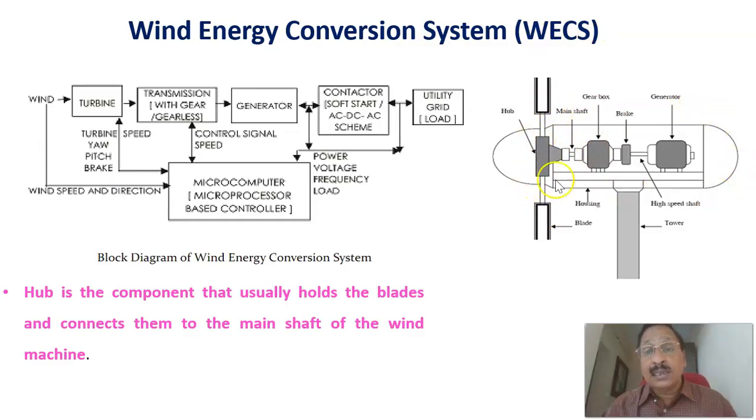And this is a schematic diagram showing what all things are there. There are the blades, and there is a hub. The hub is the component that usually holds the blades and connects them to the main shaft of the wind machine. Here there is a shaft, and there is a big gear box mechanism and a braking mechanism connected to the generator. This is the tower over which this setup is made. This is the schematic diagram of a wind energy conversion system, WECS.